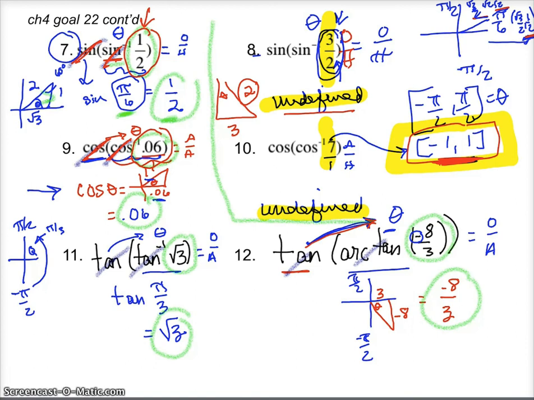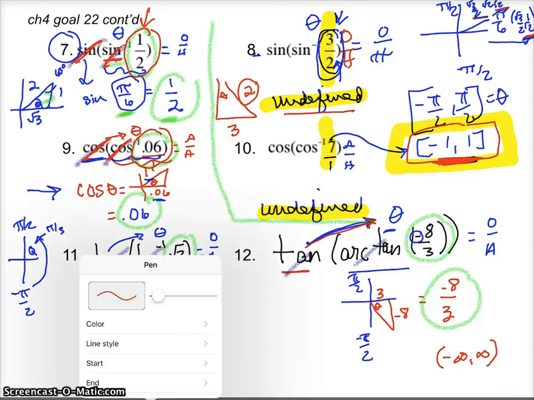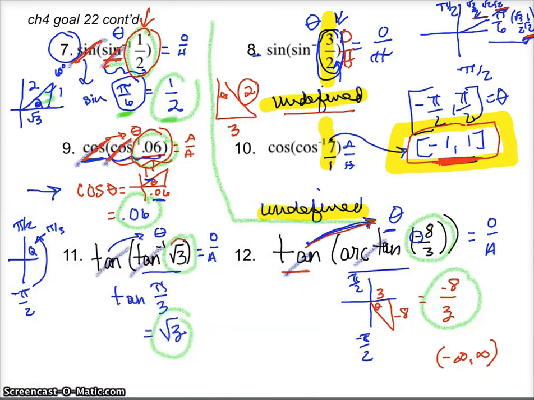Recall that inverse tangent has a different domain, and its domain is from -infinity to +infinity. So if the value that we are taking the inverse of is between -infinity and +infinity, the inverse tangent and tangent will cancel. -8/3 is between negative and positive infinity, so the tangent and inverse tangent will cancel.